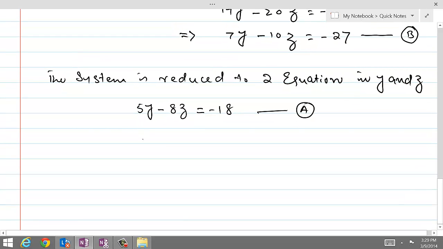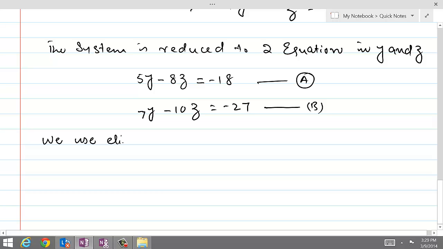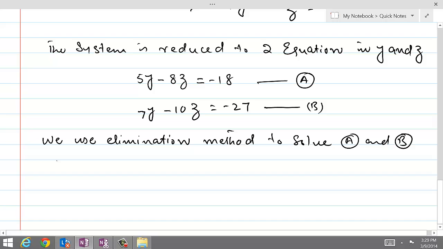7y minus 10z is equal to minus 27. And now we will solve equation A and B for y and z by elimination method. We use elimination method to solve A and B for y and z.